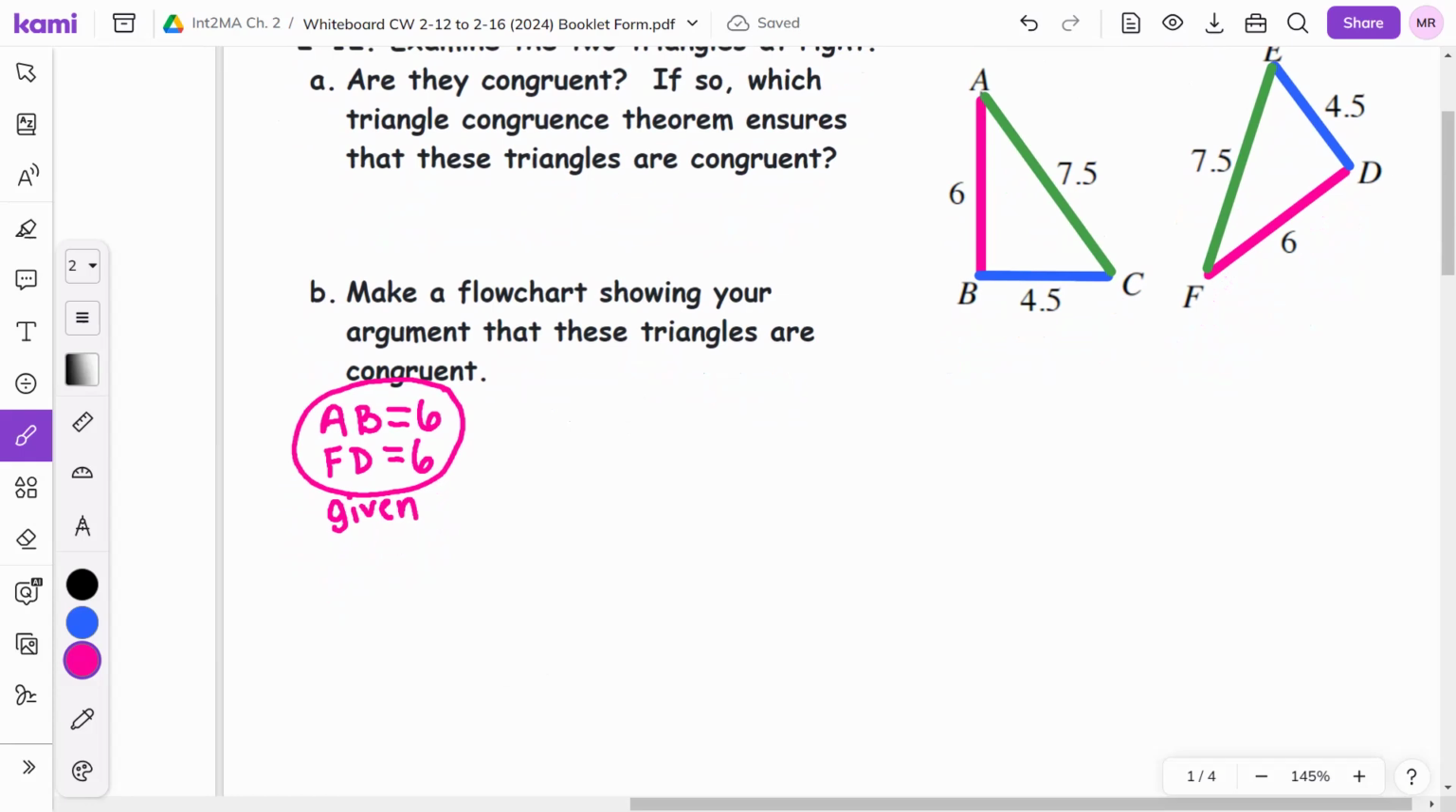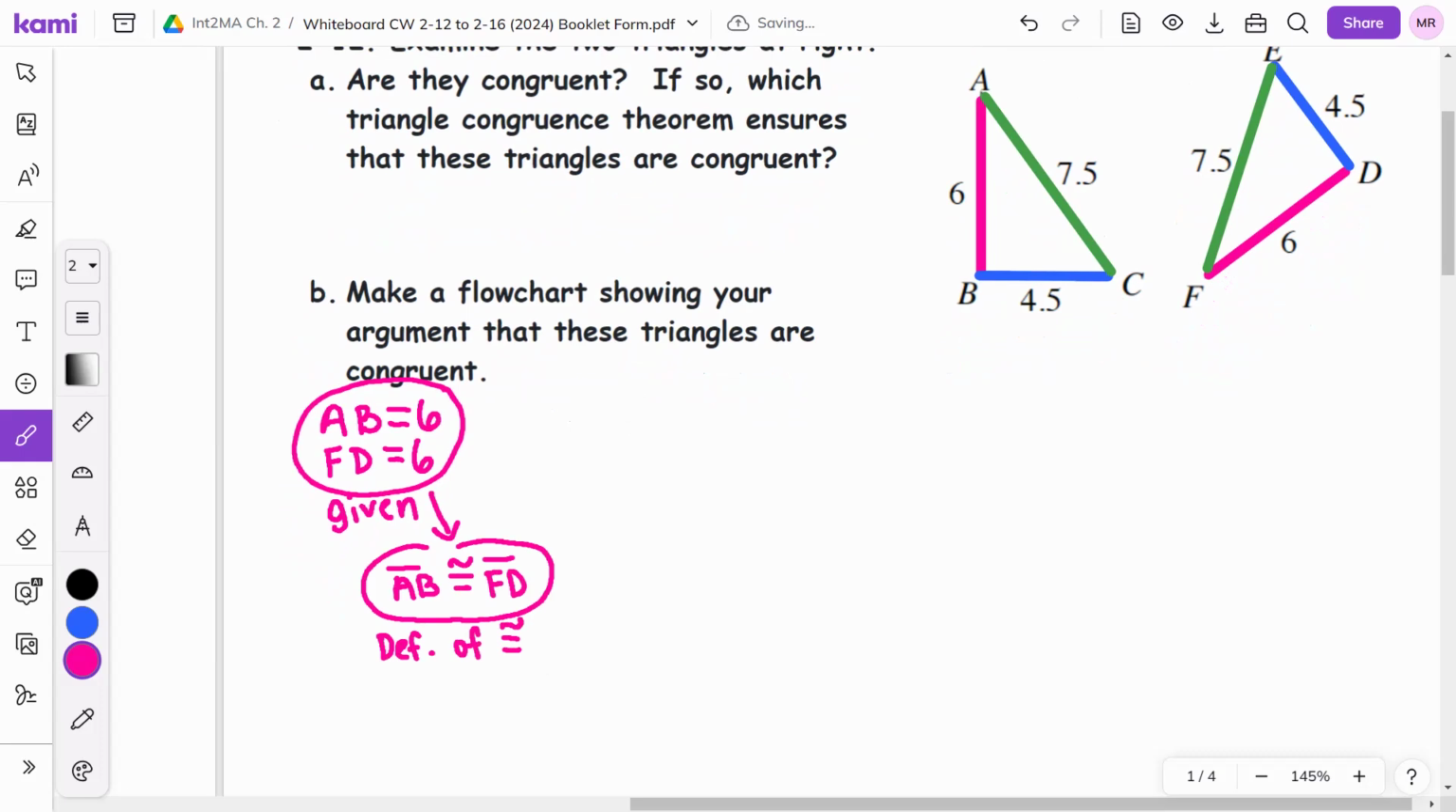Now, what that's going to lead to us being able to say is that line segment AB is congruent to line segment FD, since they are the same value, since they are equal. And the reason for this is definition of congruence.